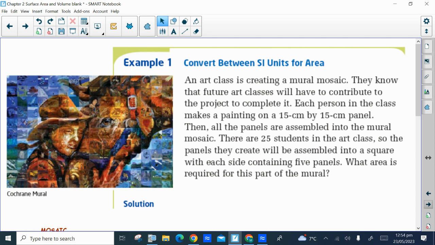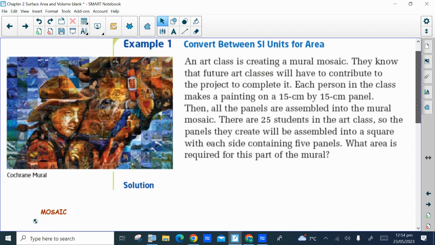So this example on the next page, an art class is creating a mural mosaic. They know that future art classes will have to contribute to the project to complete it. Each person in the class paints a painting on a 15 centimeter by 15 centimeter panel. Then all the panels are assembled into the mural mosaic. There are 25 students in the art class. So the panels they create will be assembled into a square with each side containing 5 panels. What area is required for this part of the mural?